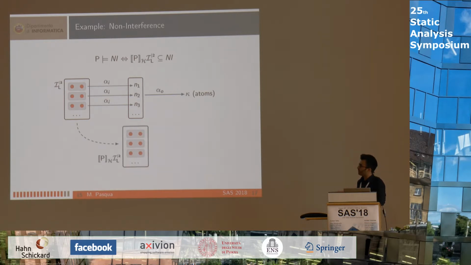And if we compute the hypercollecting semantics on this set, and we apply the same abstraction here on the result, and we find that the abstract element that we obtain is constant or less, we can prove non-interference, because basically we have the classical pattern for non-interference: from a set of memories which agree on low variables, we get a set of memories which agree on low variables.